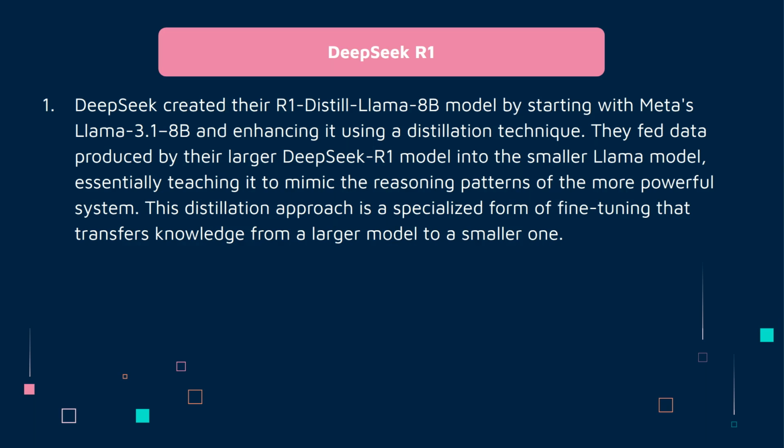So DeepSeek was achieved through a process of taking Llama 3.1 from Meta, the 8 billion parameter model, and using a technique called distillation, which is a form of fine tuning. And then they got a new model.